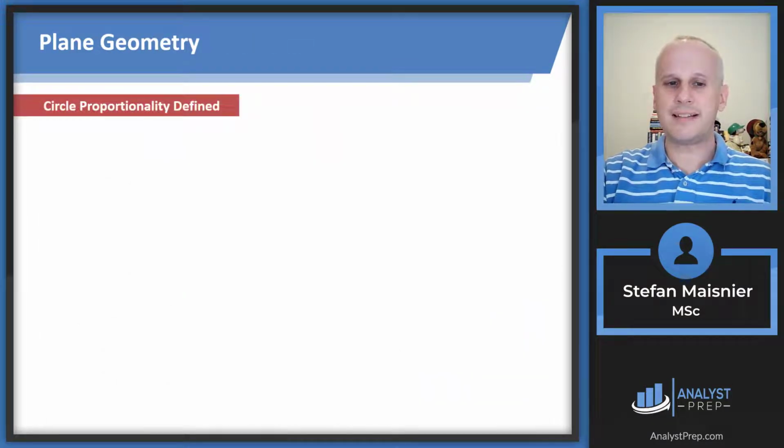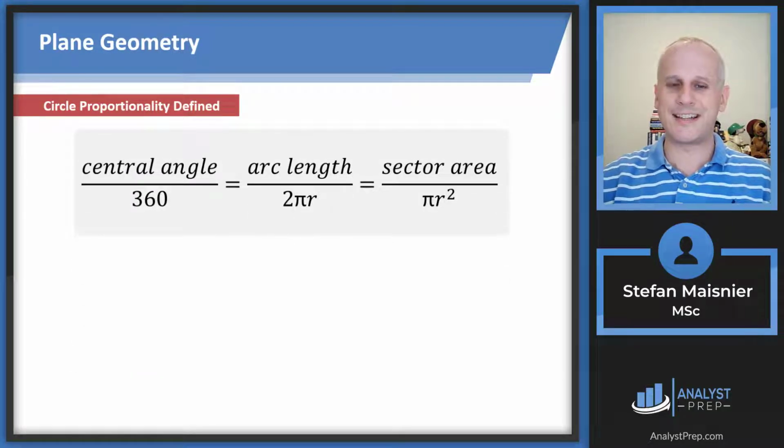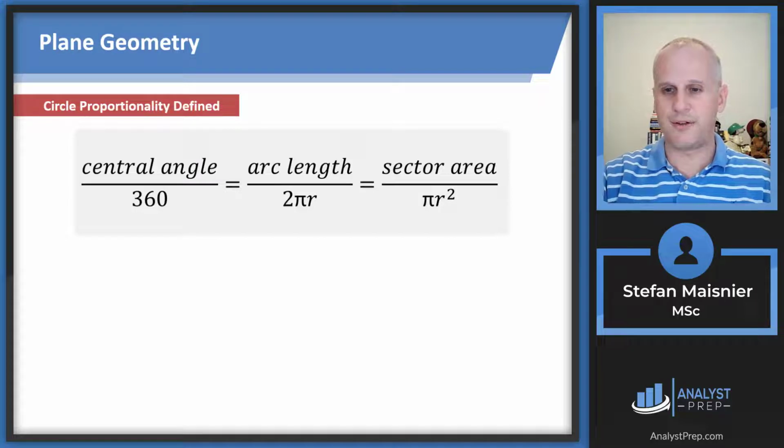So lastly, we'll just talk about the circle proportionality. So we know that our central angle out of 360 is equal to our arc length out of the circumference, or 2 pi r, or equal to our sector area out of the total area, which is pi r squared, because the total degree measurement is 360. So we know that that central angle out of 360 gives us the fraction of the arc length out of the total circumference, or that sector area out of the total area.